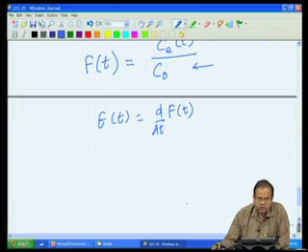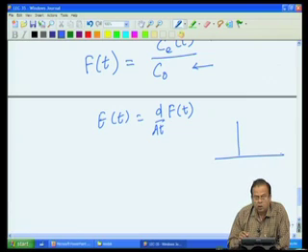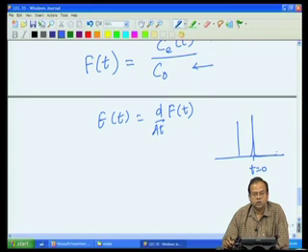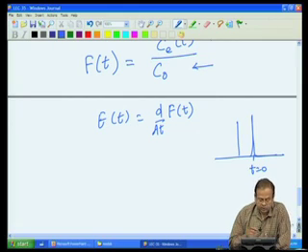I can do a similar exercise with a pulse input at t equal to 0. Pulse input is when in one shot I give this input, so the tracer is put only once at time t equal to 0 at some appropriate concentration, and then I measure the concentration in the exit.